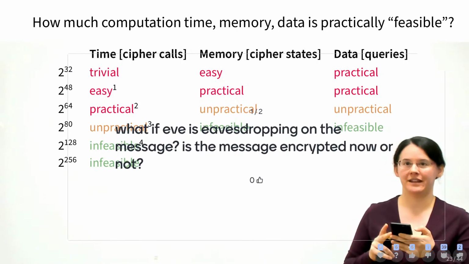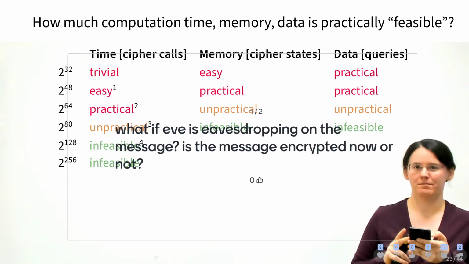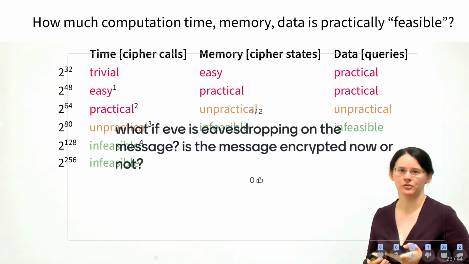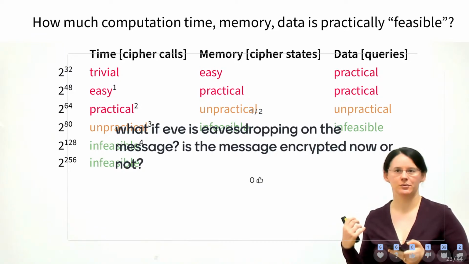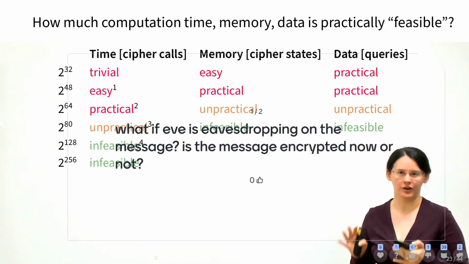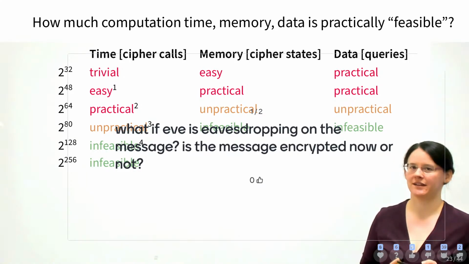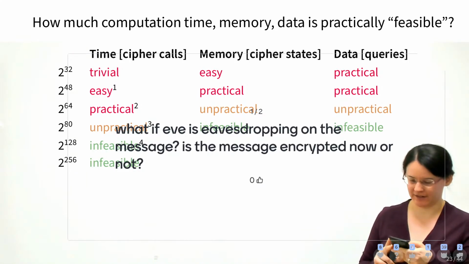So what if Eve is eavesdropping on the message? Is the message encrypted now or not? In the example I showed earlier, it was not encrypted, so it was sent in the plain. So currently we're talking only about protecting authenticity. We'll get to protecting the confidentiality next week.